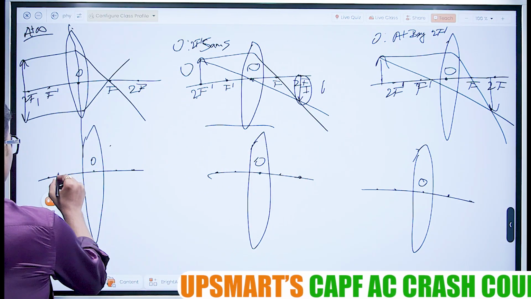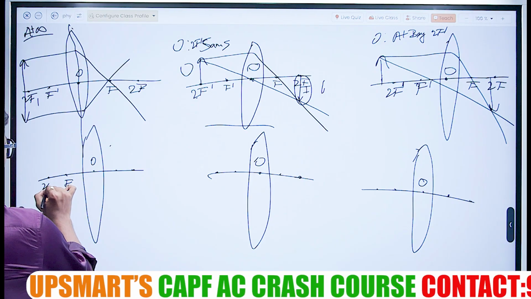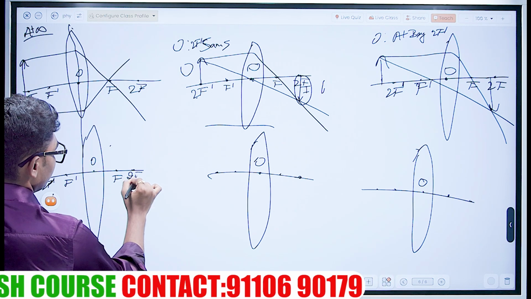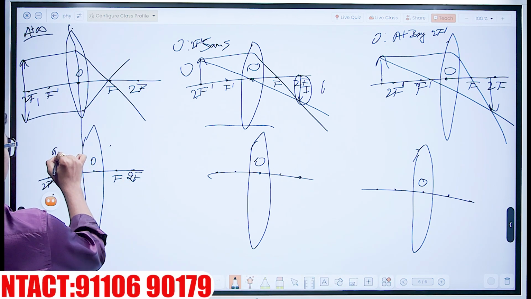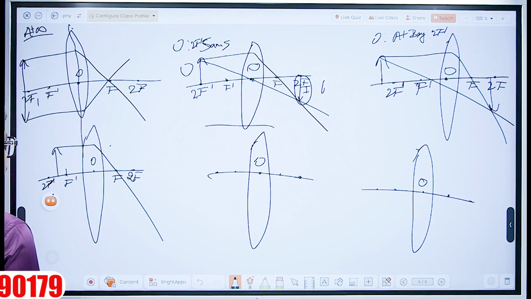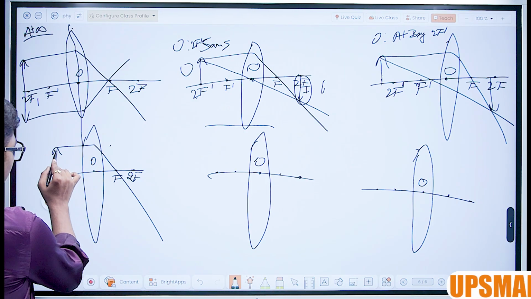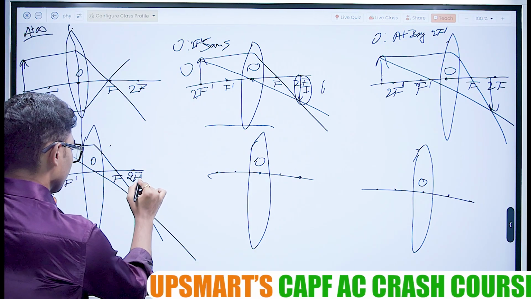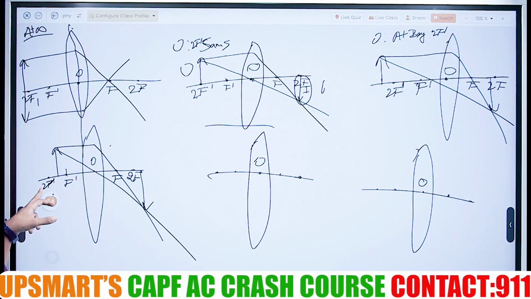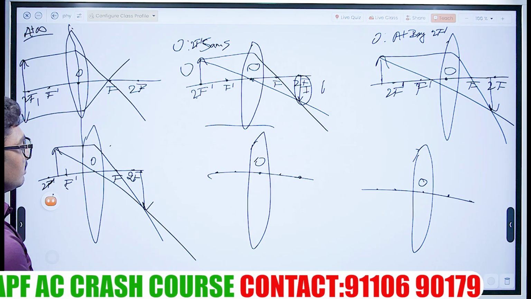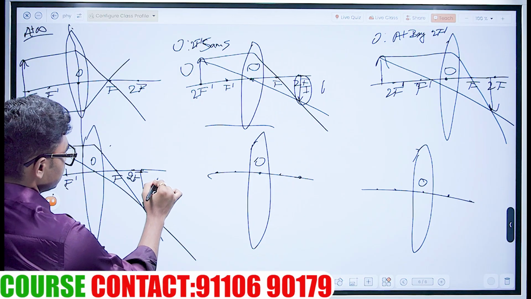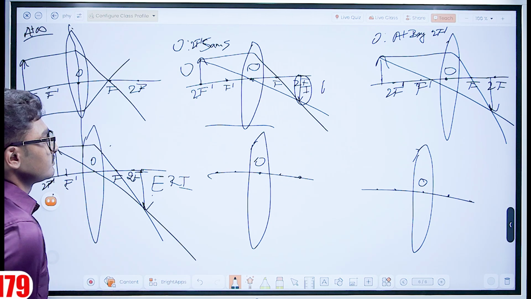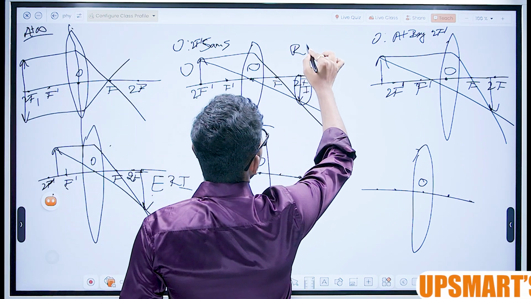The next case we'll go through is between 2F dash and F dash. Here the object is between F and 2F. Here we'll place the object, one ray to the focal length and the other ray through the optic center. So when the object is between 2F dash and F dash, the image will be formed beyond 2F. This is an enlarged image, it is real inverted. Here it is also real inverted.